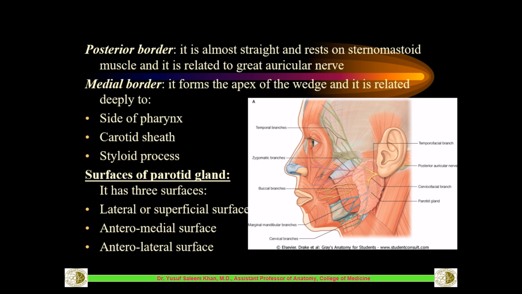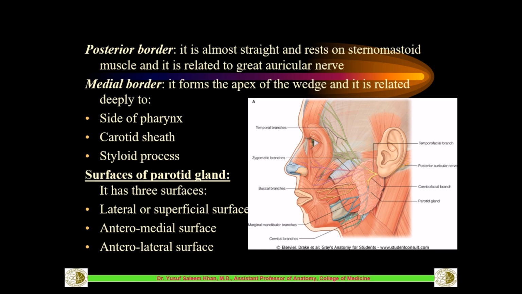The posterior border, this is the posterior border here. It is almost straight and rests on the sternocleidomastoid. This is the sternocleidomastoid muscle. It extends up to the anterior border of the sternocleidomastoid muscle, and it is related to the greater auricular nerve. There will be a nerve running behind here, so it is related to the greater auricular nerve, and it extends up to the anterior border of the sternocleidomastoid muscle, this one.